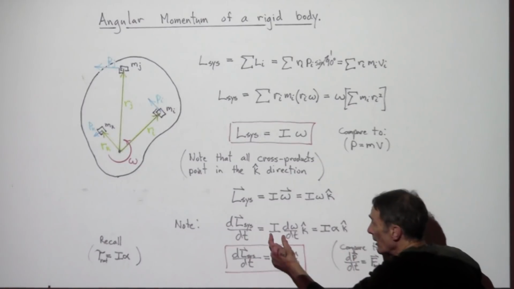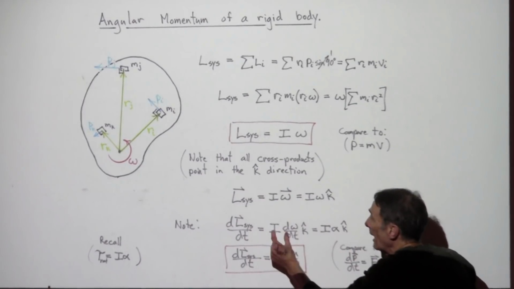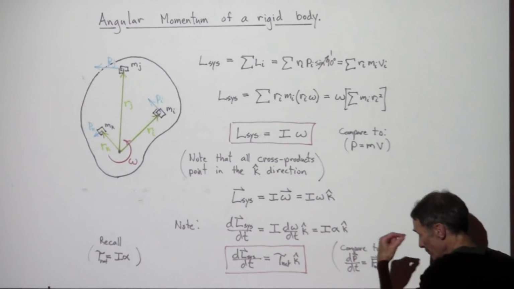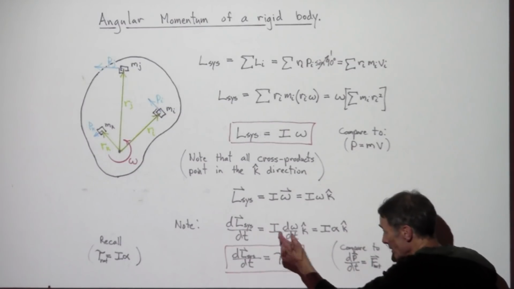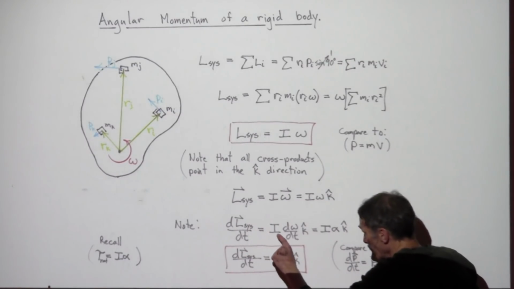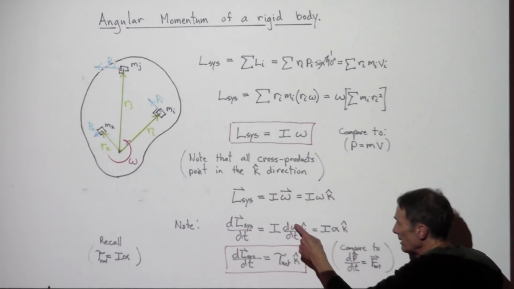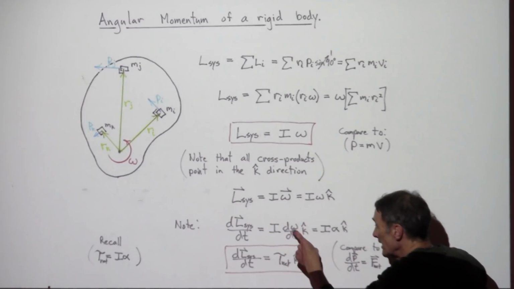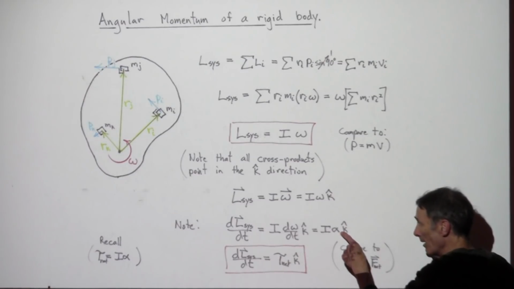The moment of inertia for a rigid body won't change. There could be cases where it starts to change, but we're not going to have any of those. We'll have a fixed rigid body. And then we take a d omega dt, but d omega dt is alpha.